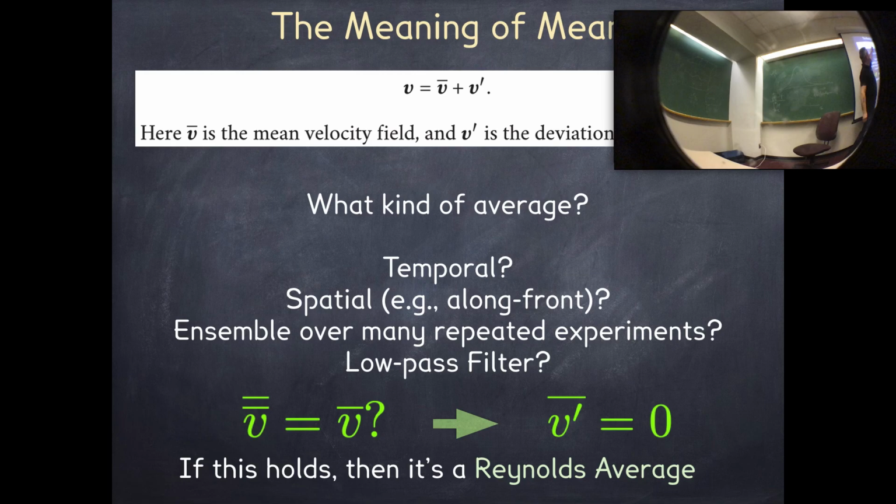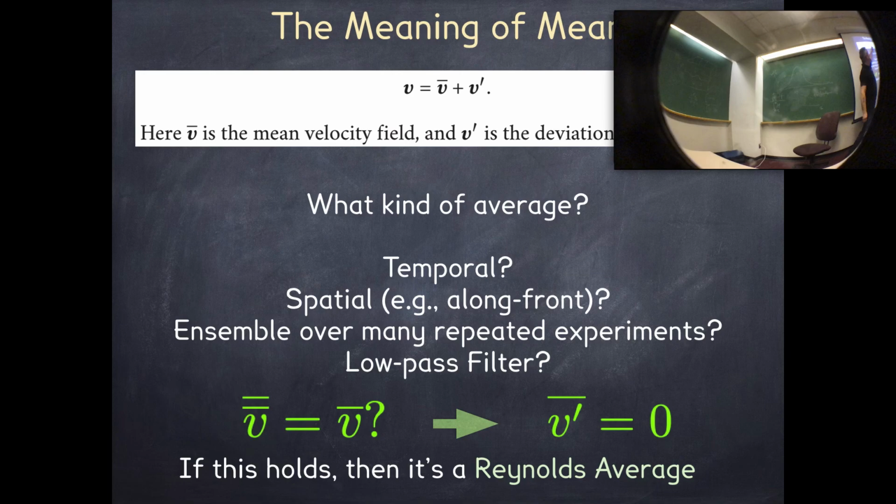If I average this side, what do I get? V bar. If I average both of these, what do I get? Is averaging a linear operation? Yeah. So that means I get the sum of the average of the first term and the second term. And what's the average of the average, if this is true? The average. So I have the average equals the average plus the average of the prime. I can subtract that over, which means the average of the prime is 0. Does that make sense to everybody?